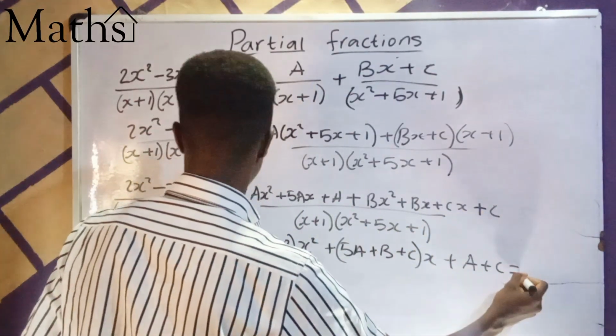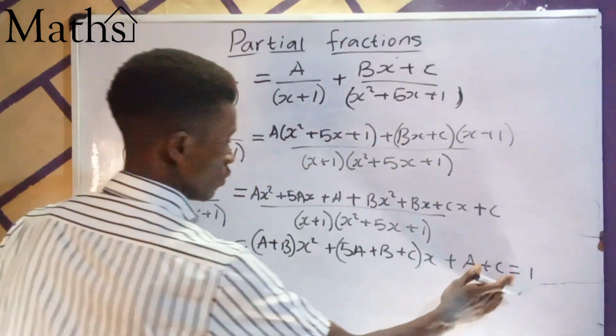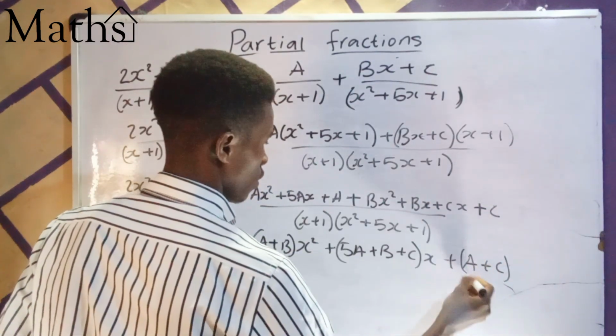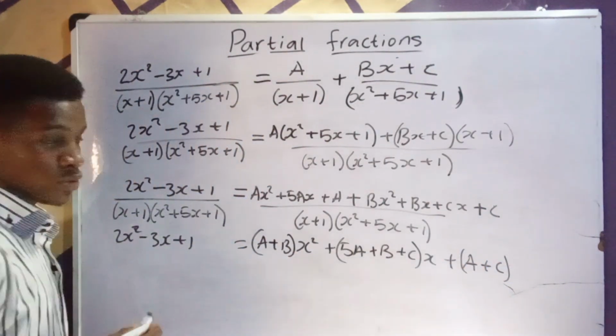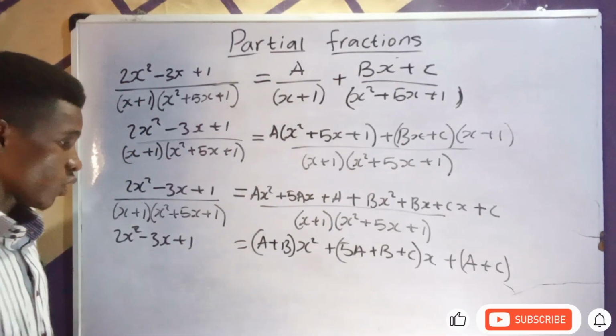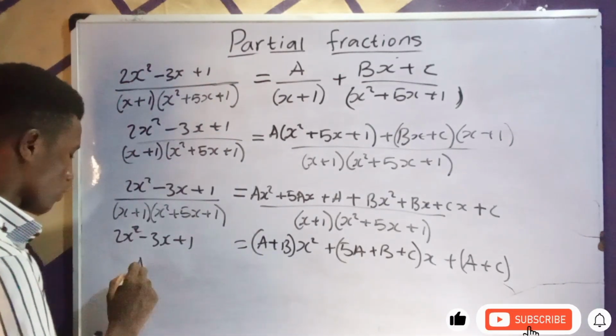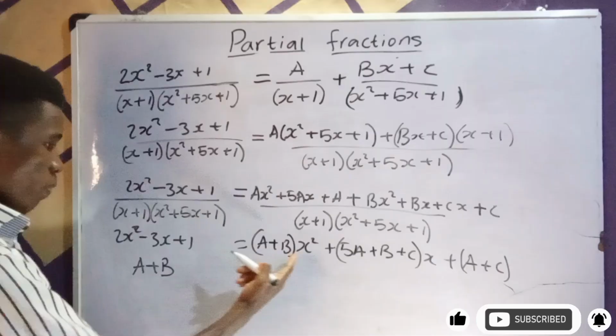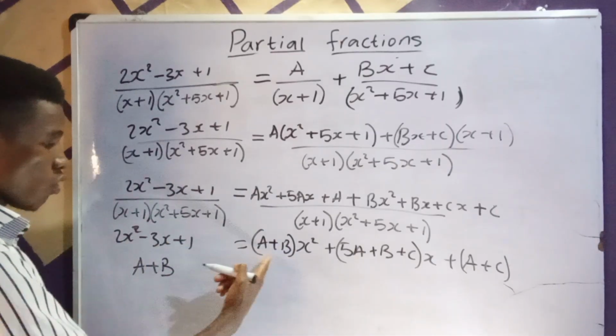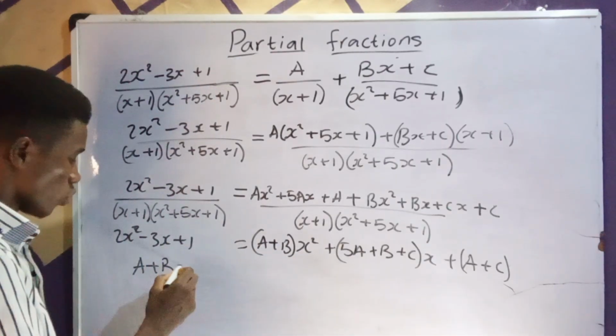A plus C is equal to 1. No, A plus C, like this. So now we proceed to compare coefficients. So from here we see that A plus B, since these two things are equal, their coefficients are also equal. A plus B will be equal to what?